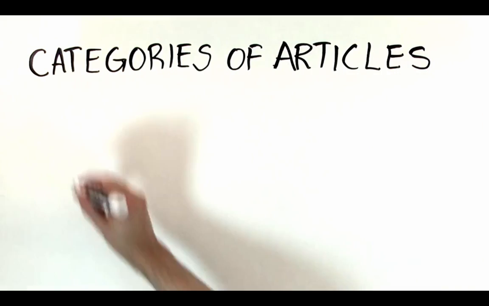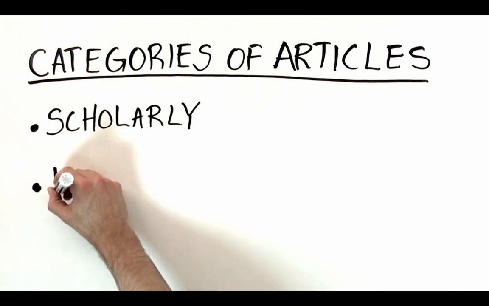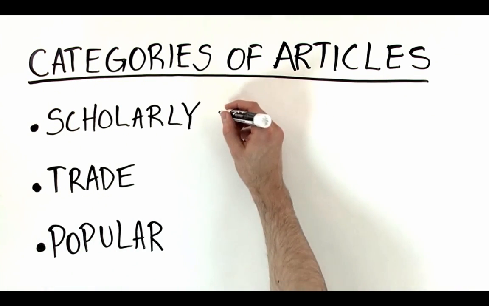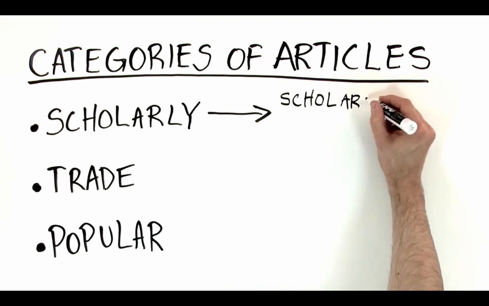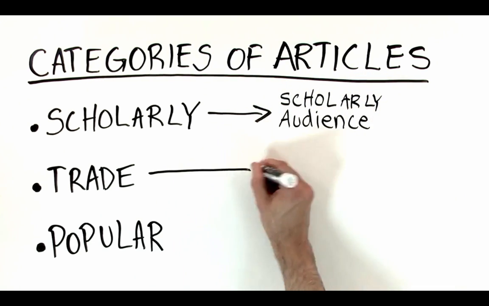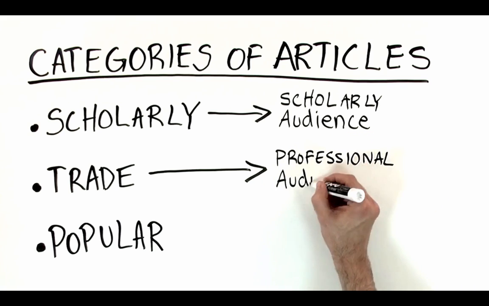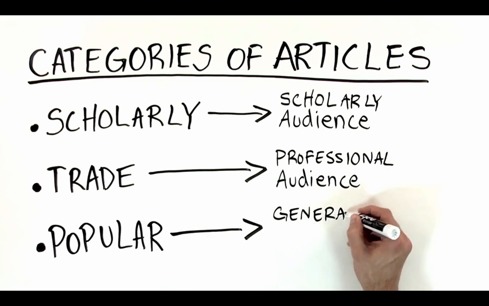Articles come in three basic categories: scholarly, trade, and popular. Each category matches up with a particular audience. Scholarly articles are written for a scholarly audience. Trade articles are written for a professional audience, and popular articles are written for a general audience.